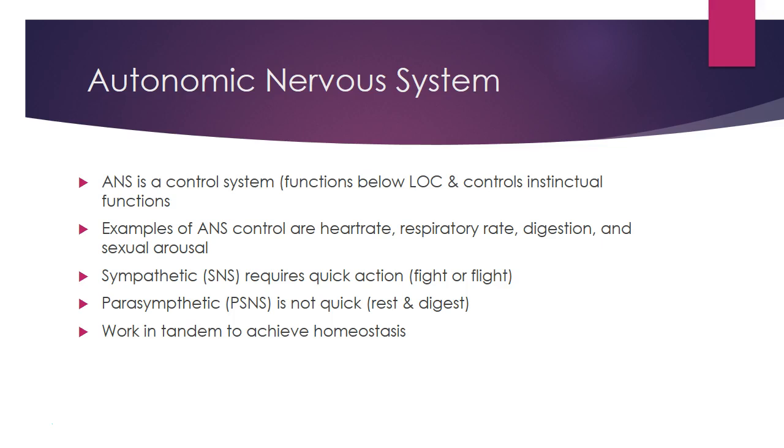And in the ANS, we have our sympathetic and our parasympathetic. So your sympathetic requires quick action, so it's your fight or flight. The hormone or the neurotransmitter that's released is norepinephrine. And then we have our parasympathetic, which is not quick, and that's rest and digest. So your sympathetic works quickly, so it burns out quickly. You can't use it all the time. Your parasympathetic is not quick, and it's used a lot more. These two systems will work in tandem to help achieve homeostasis.